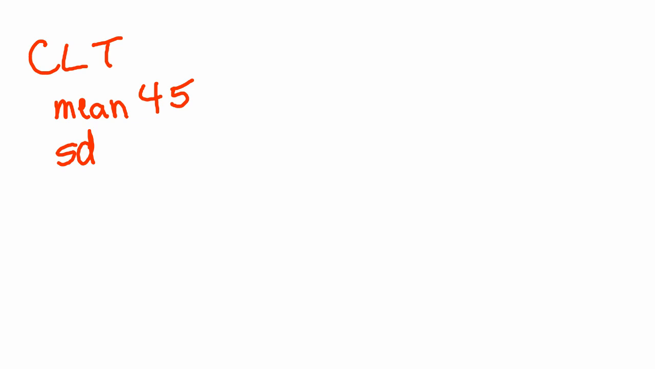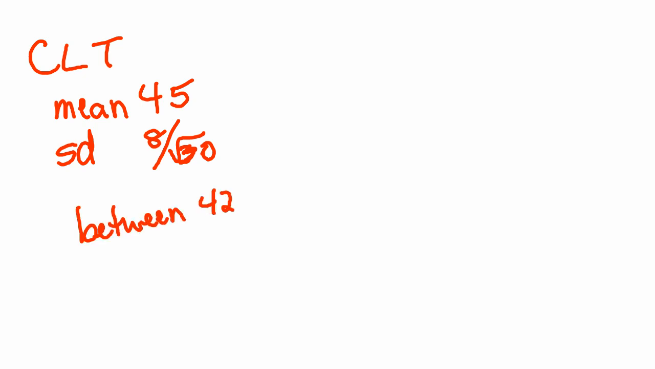Exactly. So it'd be 8 divided by the square root of 30. The mean will still be 45, but for the standard deviation, you're going to do 8 over the square root of 30. And then you're still going to do between 42 and 50. So it'd be like 1.46 would be the standard deviation you would use.